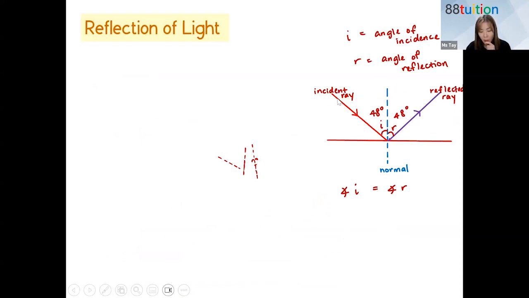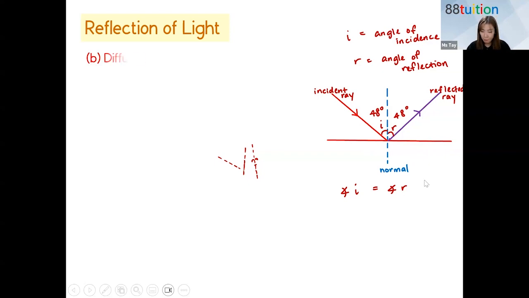So incident ray is the ray that comes in. Okay, once it hits the surface, it will be reflected. All right. Assuming that this is the type of surface where light cannot enter. Okay, light can't pass through. So it's going to be reflected only. Now, the angle of incidence and the angle of reflection must be the same. This is the rule of reflection. Okay, certain rules that you all have to always remember. Okay, and then this line here in dotted lines, right, is actually drawn at right angle to the surface that the light is hitting. We call this the normal.